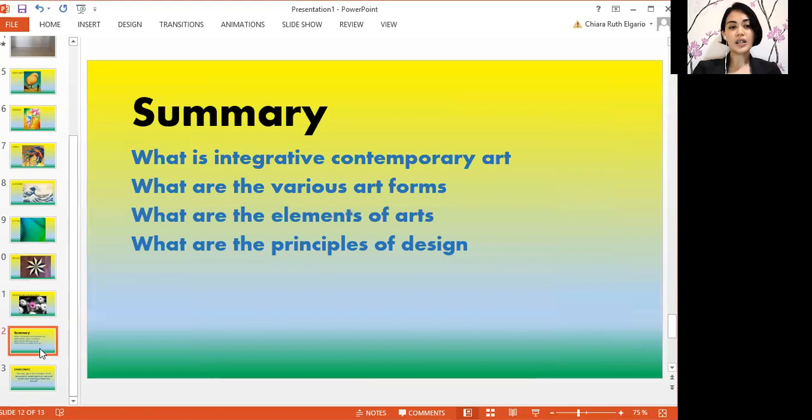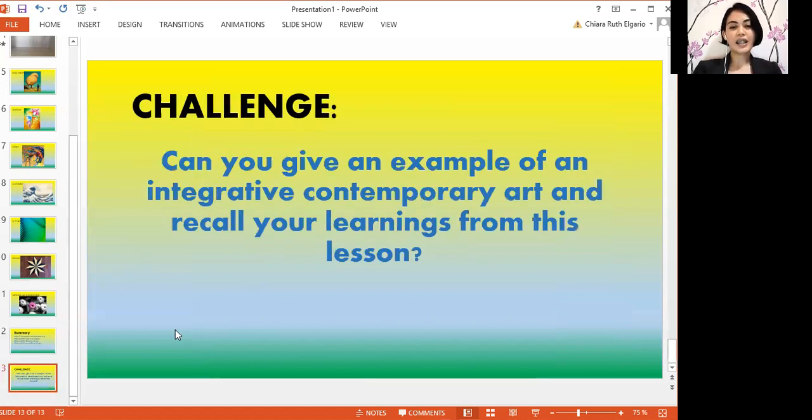So in summary, we were able to answer the questions: what is integrative contemporary art, and I'm going to leave that to you. Next question, what are the various art forms? I believe you already know. Next is, what are the elements of arts? And the principles of design. So my challenge to you is, can you give an example of an integrative contemporary art and recall your learnings from this lesson? I can't wait to hear you.